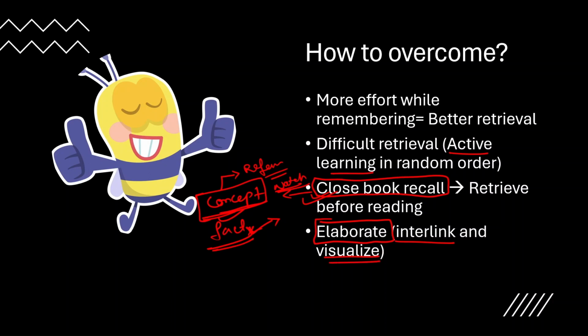Now, another part of active learning is elaboration. Elaboration means you have to first interlink. Like I said, the biggest part of active recalling is interlinkage, and then closed book recall, and then you also have to visualize how things are happening. You have to make pictures, because the mind stores information in the form of pictures and not in the form of text.